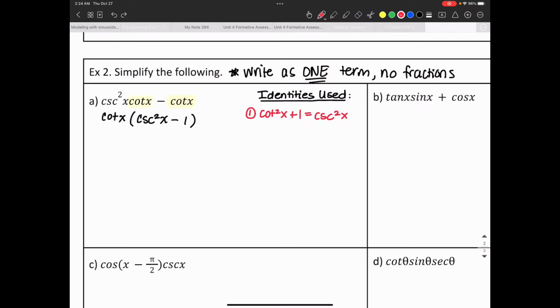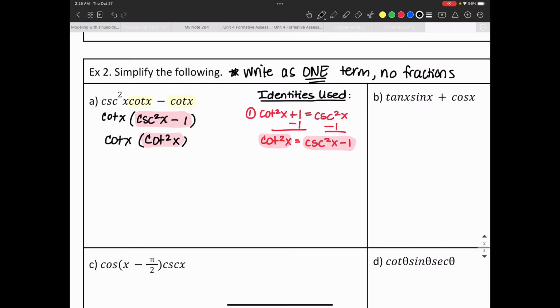So I'm going to try to rewrite this. I want to get cosecant squared of x minus 1 on one side of this equation. So if I subtract 1 on both sides, I can get that. So I can say, okay, well, cotangent squared of x is equal to cosecant squared of x minus 1. And then I know that I can rewrite cosecant squared of x minus 1 as just cotangent squared of x. So I can get rid of two terms and make it one term. So instead of writing cosecant squared of x minus 1, I can write cotangent squared of x, and that multiplied by cotangent of x. I just changed this to be this.